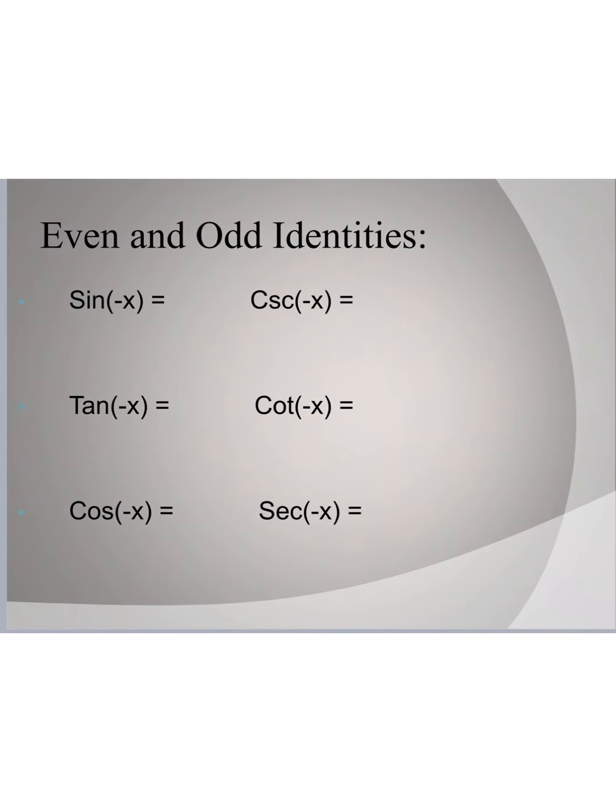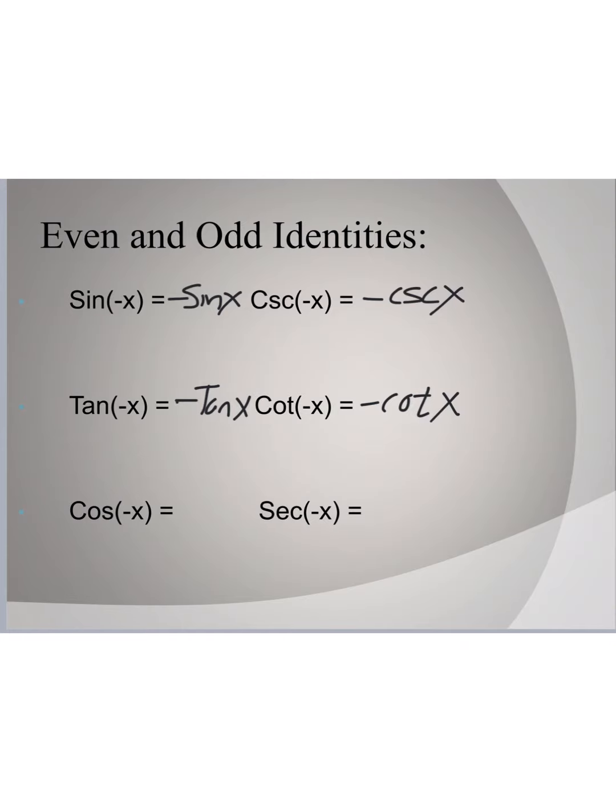Reviewing our even and odd identities, for our sine, cosecant, tangent, and cotangent functions, when we take the function of the negative angle, that negative sign gets moved to the front. So we can see that the sine of negative x is going to equal negative sine of x. And then for the same reason, cosecant of negative x would be equal to the negative cosecant of x. And it works the same way for our tangent and our cotangent functions. The tangent of negative x is equal to the negative tangent of x. And then the cotangent of negative x is equal to the negative cotangent of x.